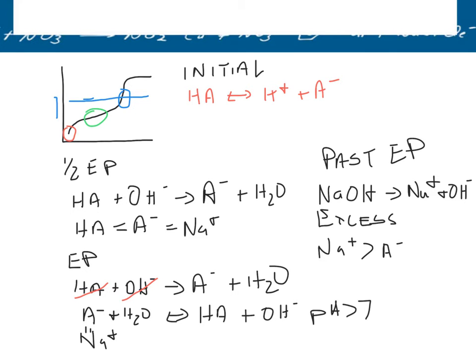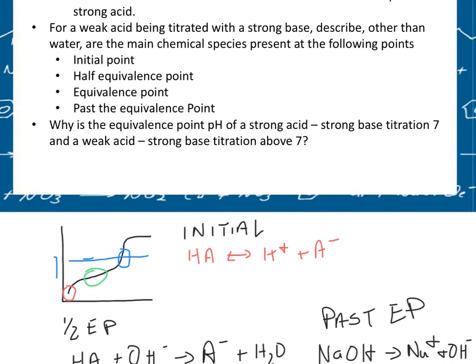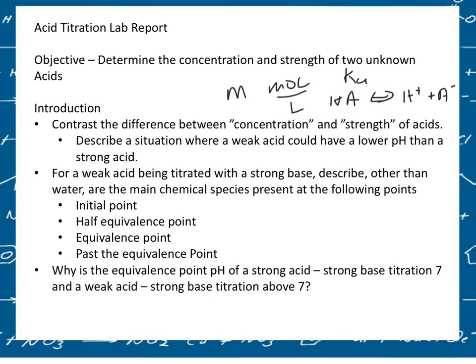We've still got just these two things that are present, and this one now is going to be greater than the conjugate base. Now we do have some hydroxide present, and I guess if you add enough of the base, you could have appreciable amounts of hydroxide present, but the main species are this. Okay, let's go up to our last question. We'll see that I've kind of talked about it already.